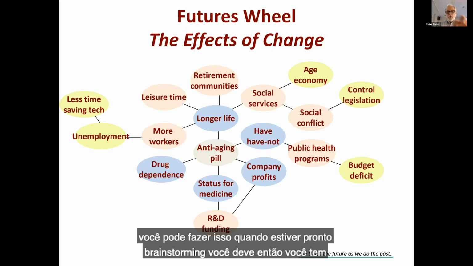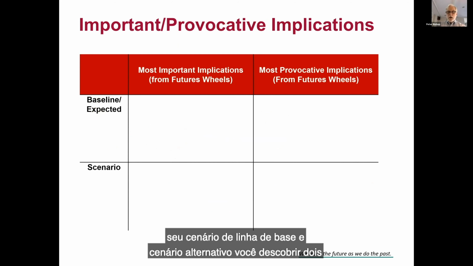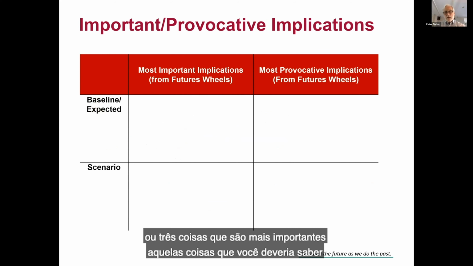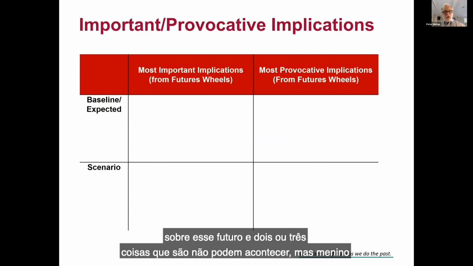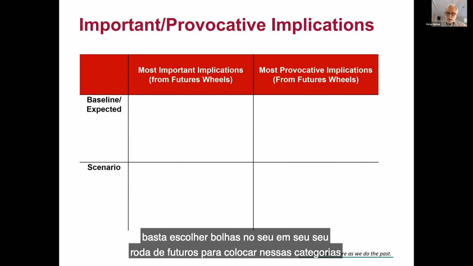When you're done brainstorming, you have your baseline scenario and the alternative scenario. You figure out 2 or 3 things that are most important, those things that you should really know about that future, and 2 or 3 things that may not happen, but boy, they sure are interesting. I never thought of that, how that should come about. You just pick bubbles on your futures wheel to put in these categories.